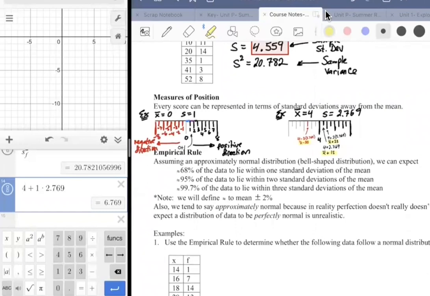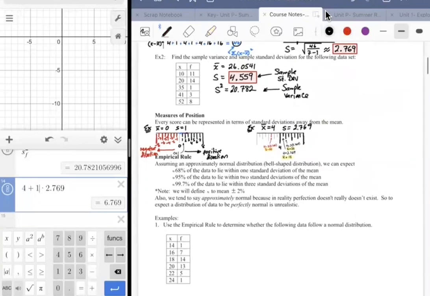All right. So that brings us to something called the empirical rule. The empirical rule is really important because we can use that to make a determination of whether a distribution is considered to be normal. Right. So a normal distribution is a symmetric curve, bell-shaped.